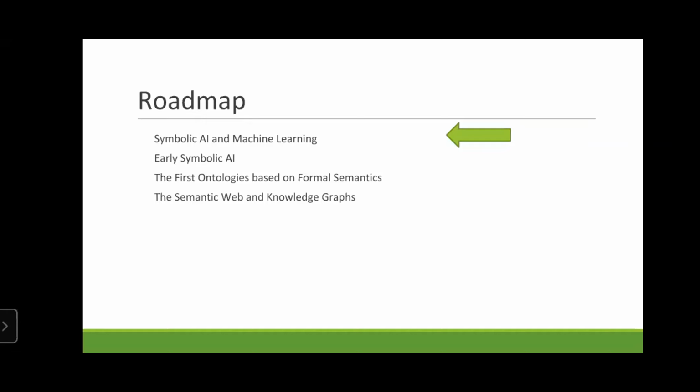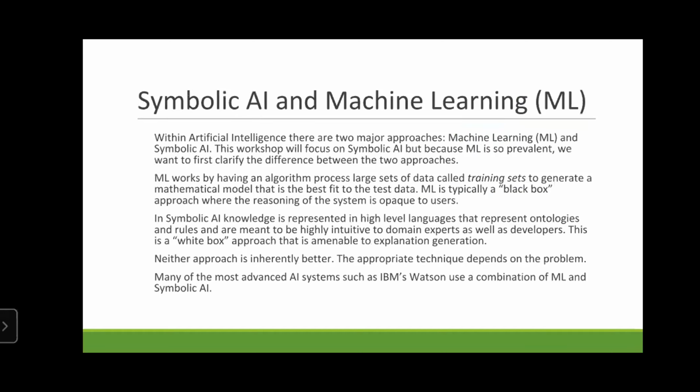Then I'm going to talk about the history of symbolic AI, starting with the early work that was done in the field, then moving on to the first ontologies that were based on formal semantics, and finally wrapping up by talking about the semantic web and knowledge graphs.